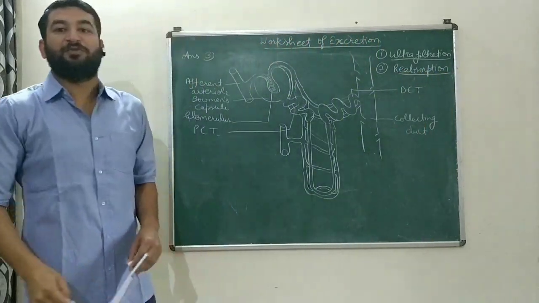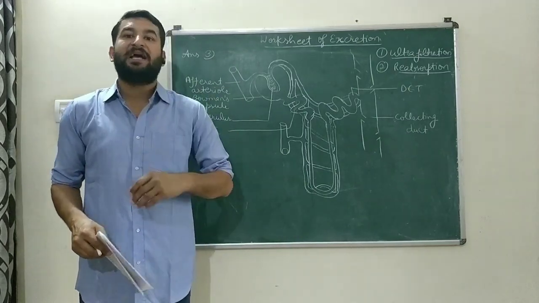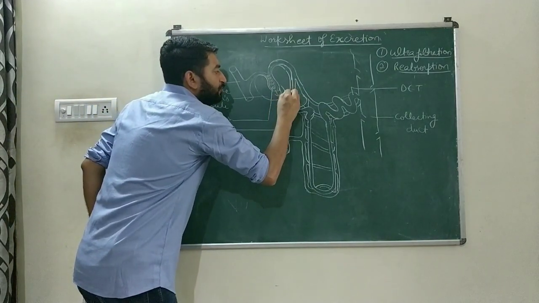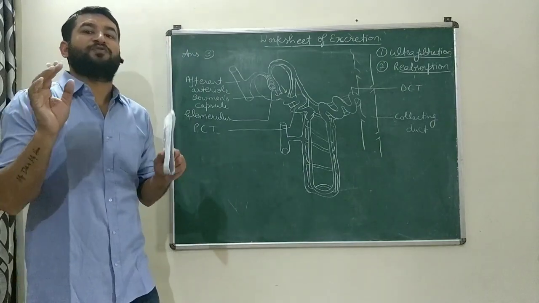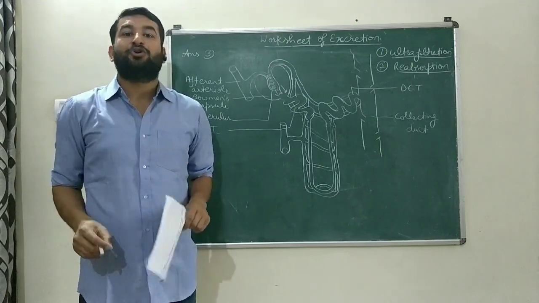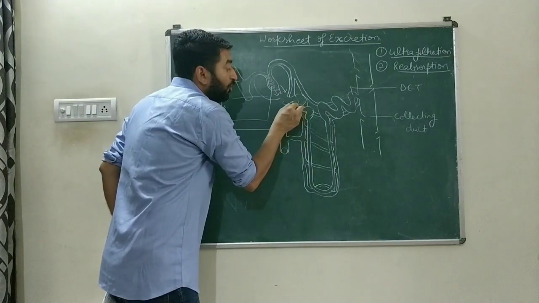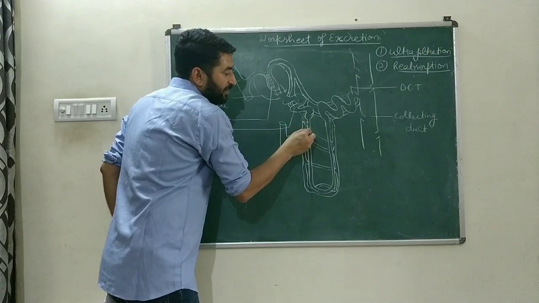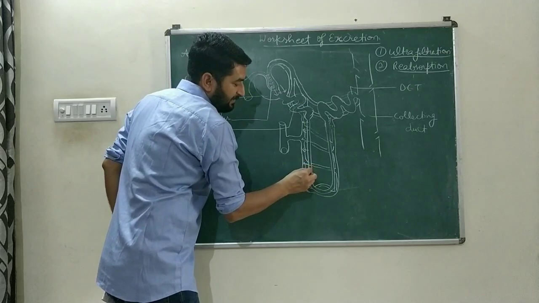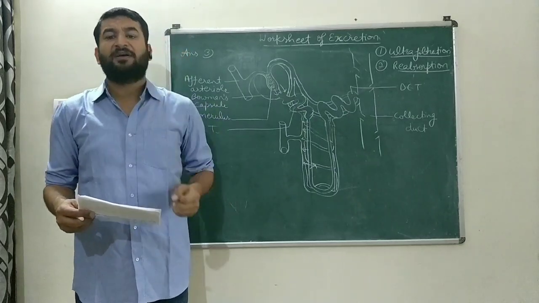The second step of urine formation is tubular reabsorption. Reabsorption is composed of two words. Re means again and absorption means to absorb something. The filtrate which comes into the Bowman's capsule still contains certain useful materials, and those useful materials are glucose, amino acids, salts and water. These are to be reabsorbed into the blood capillaries again. So this step is known as reabsorption or tubular reabsorption.